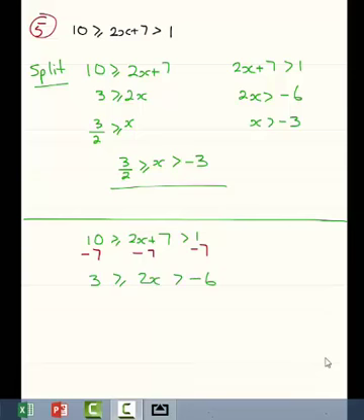And then still looking at the x, that's what decides what we're going to do next. I need to divide by 2, so I'm going to do that to both sides here as well. And I get 3 over 2 is greater than or equal to x, which is greater than negative 3. Same answer either way, but if you find the second method too confusing, stick with the first.